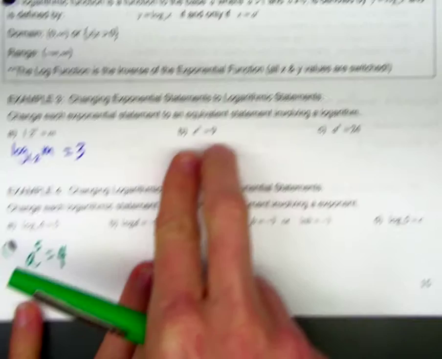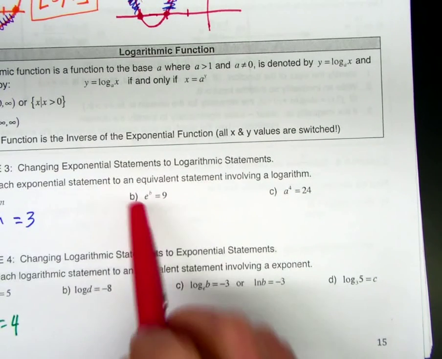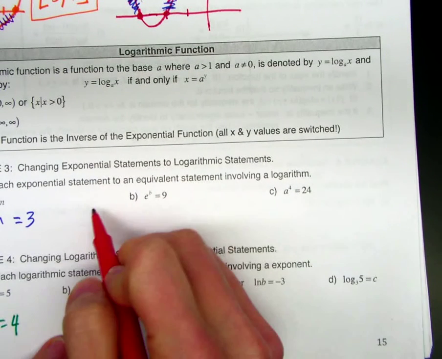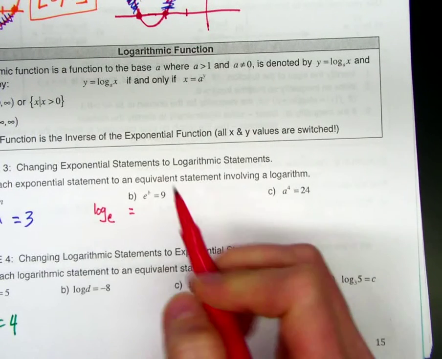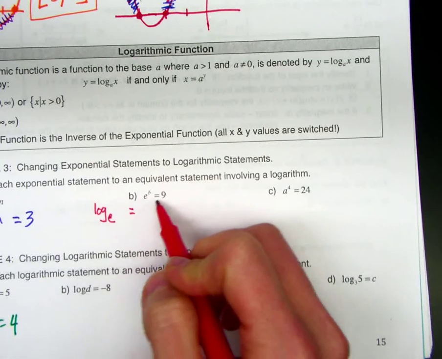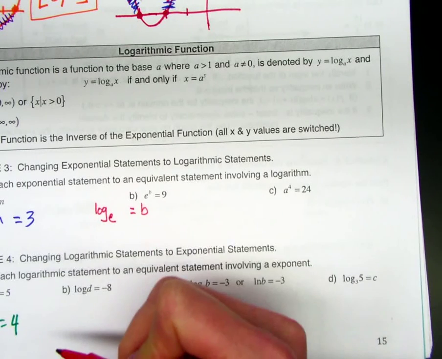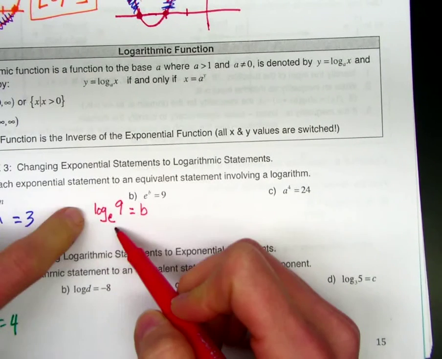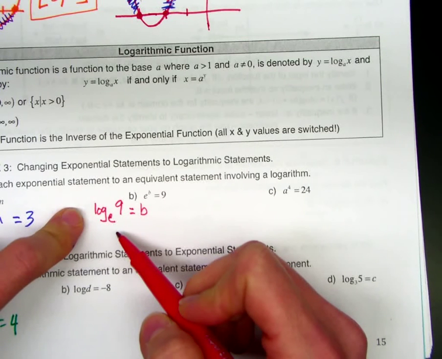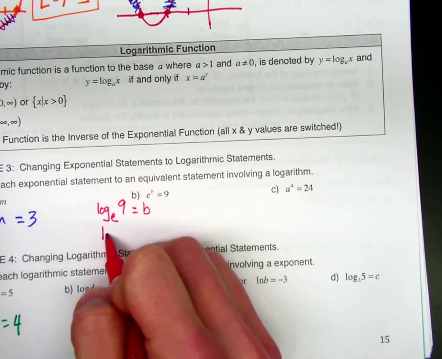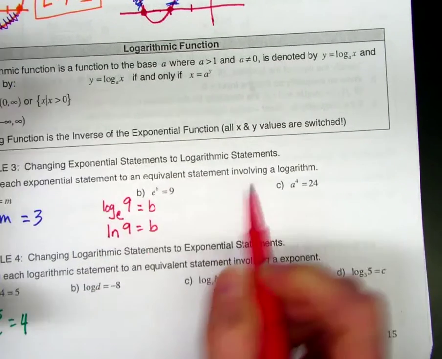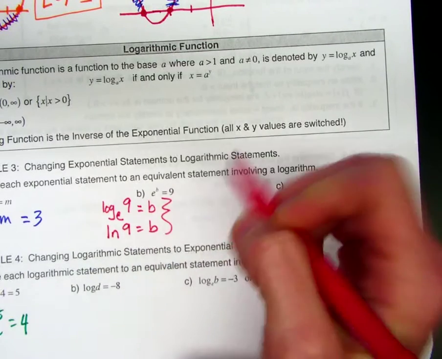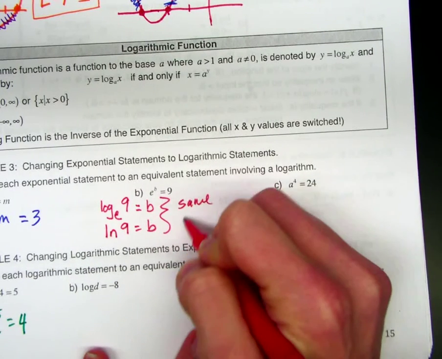So we go to B here, and here what is the base? E. So I have log base E. What is the exponent in here? B, and the only other number left? 9. All right. Log base E, does anybody know how we can actually rewrite that? ln, natural logarithm. This is also natural log of 9 equals B. These are identical statements. All right, same thing.